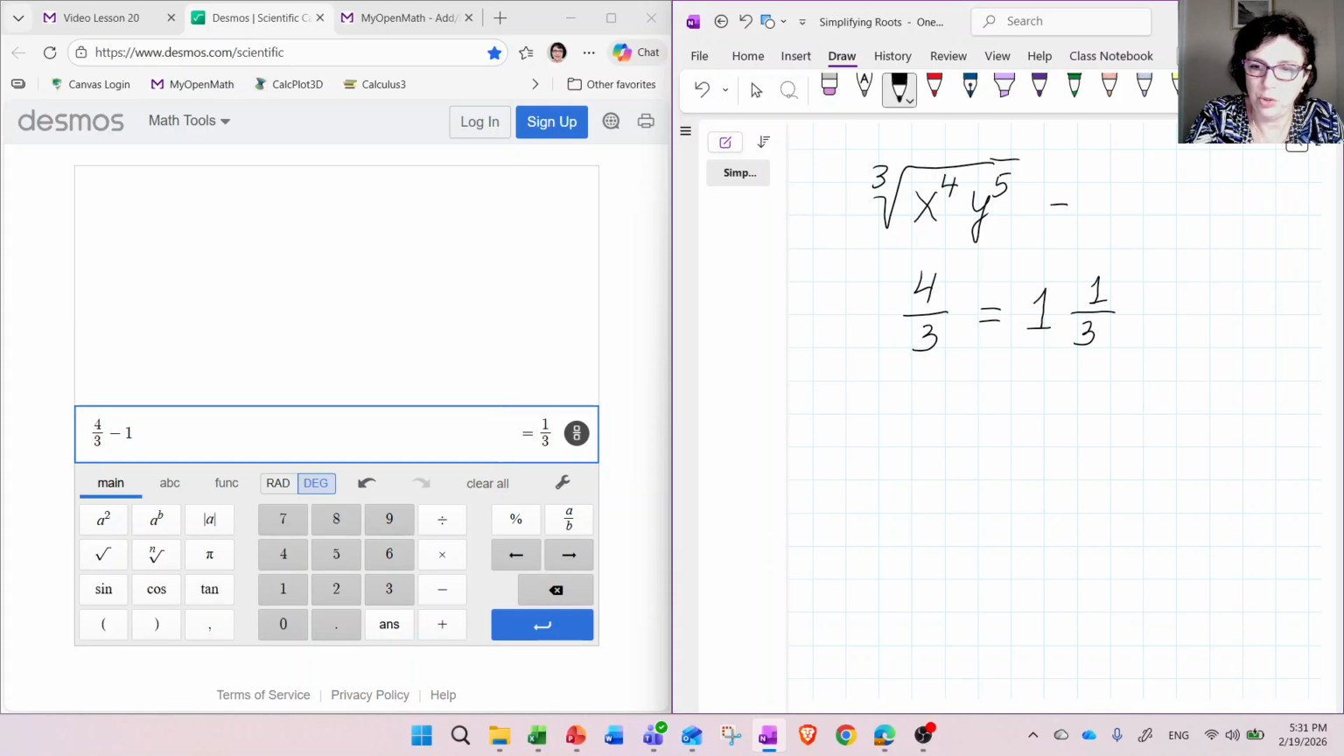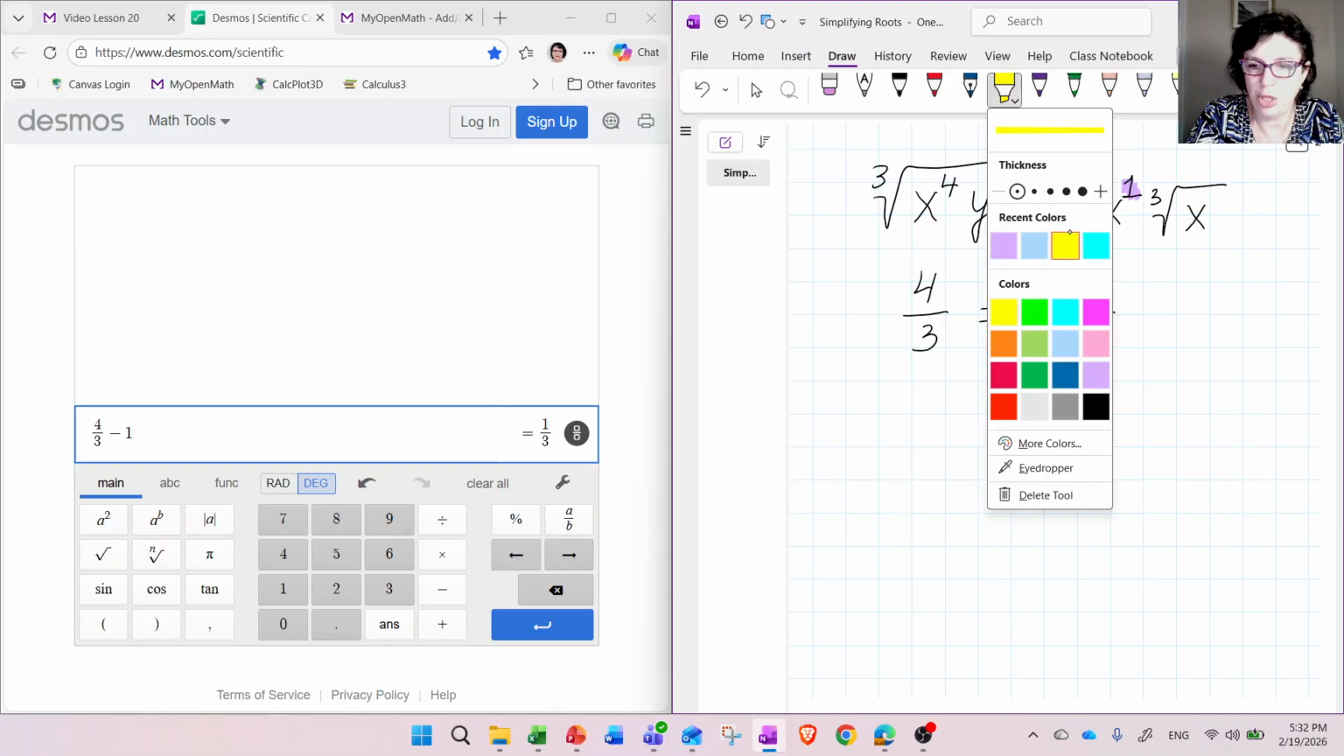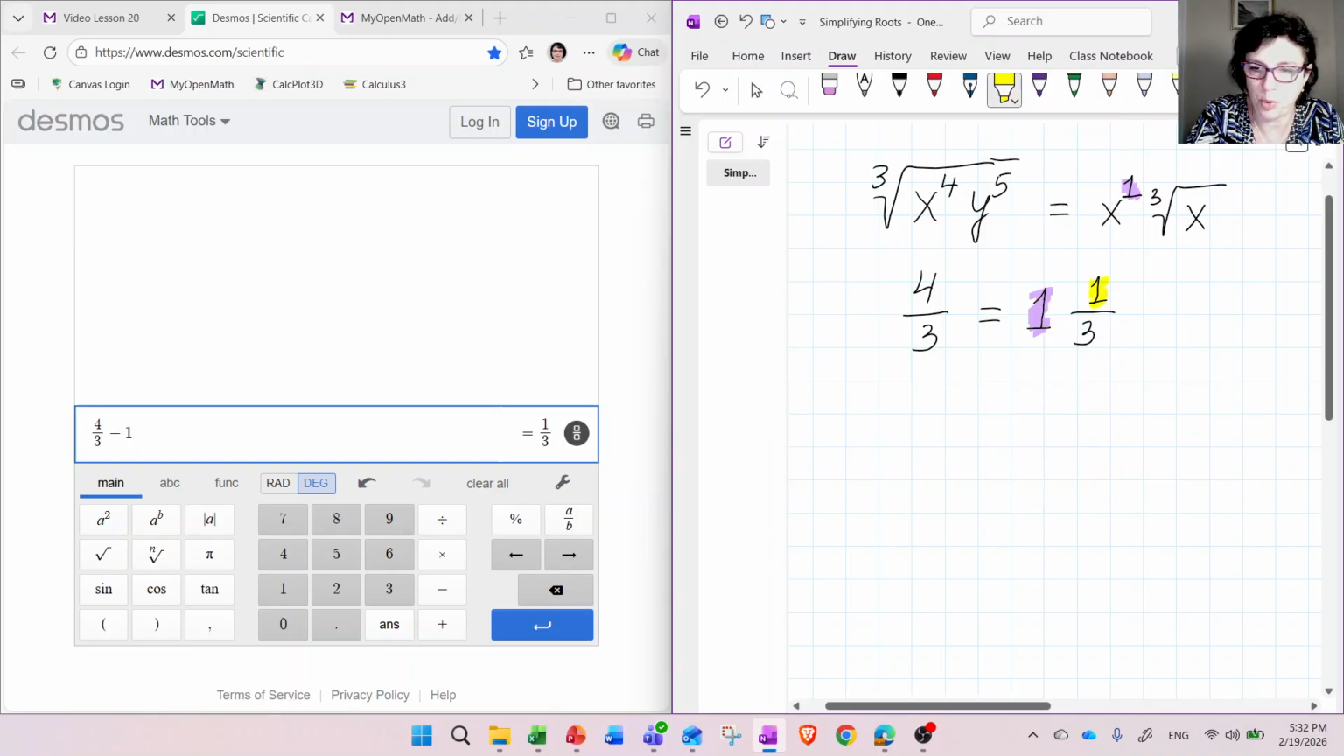Once you do that, you're going to get x to the power of, what power? Well, whatever is the whole number, that'll go in the power outside of the root. So that's going to be x to the power 1. Then you're going to get the cube root of x to what power? Whatever is in the numerator of the mixed fraction you got, which is also 1 in this case. So that's going to be 1.